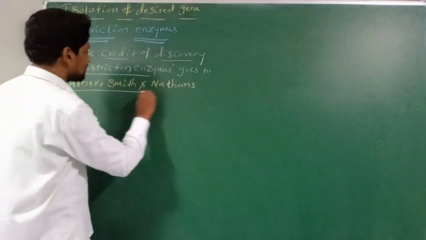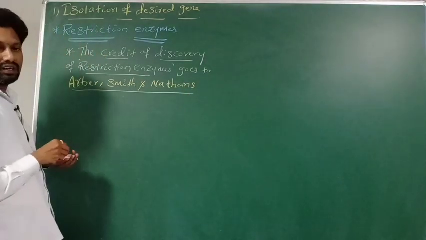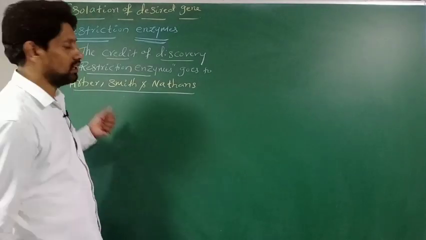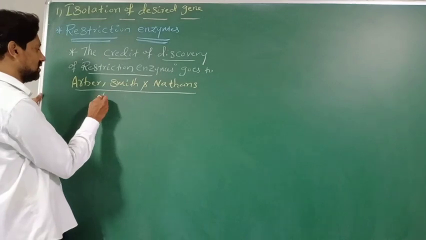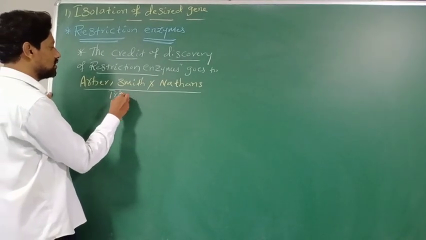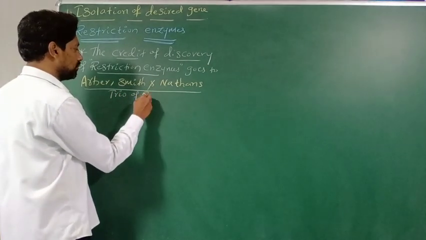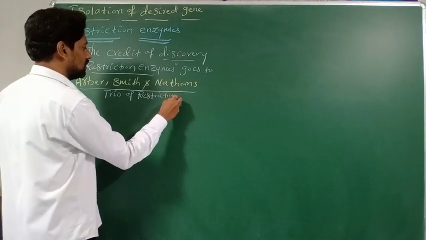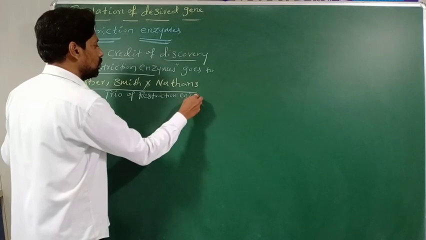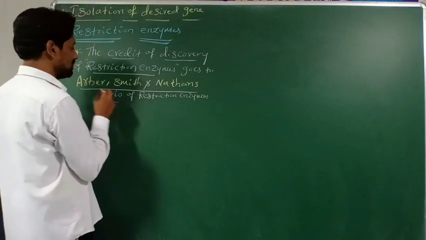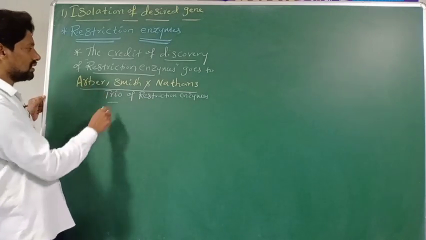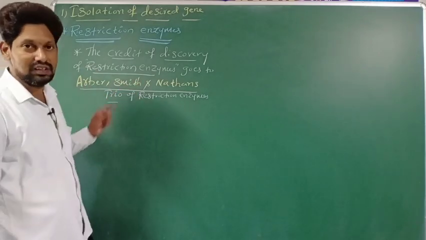These three scientists are called the trio of restriction enzymes. Trio means three. Who are called the trio of restriction enzymes? Arber, Smith and Nathans. Is it okay?